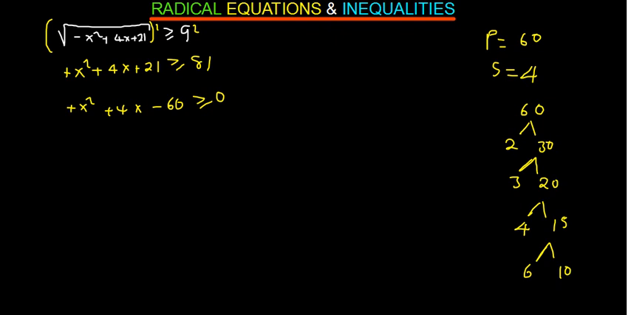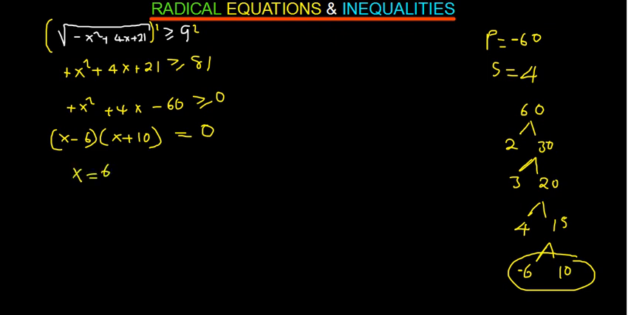Okay, let me use the positive so that the product is going to be negative 60, and the sum is still positive 4. So we can use 6 and 10, meaning that we're going to use negative 6 and positive 10. So we're going to say x minus 6 and then x plus 10 is equal to 0. So this is going to be it. Equate to 0, and it will give you that x is equal to 6 or x is equal to negative 10.